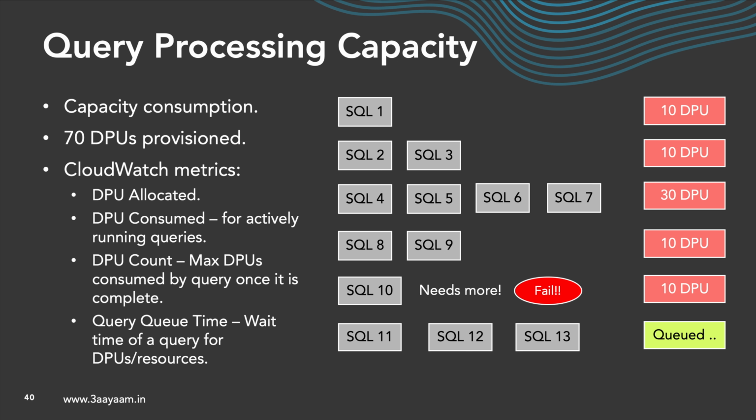Then we have query queue time, which is the wait time of a query for DPUs, which are nothing but capacity or resources. Now, if we see that the query queue time is pretty high, that means we need more DPUs, or we need to provision more DPUs for that particular workgroup.